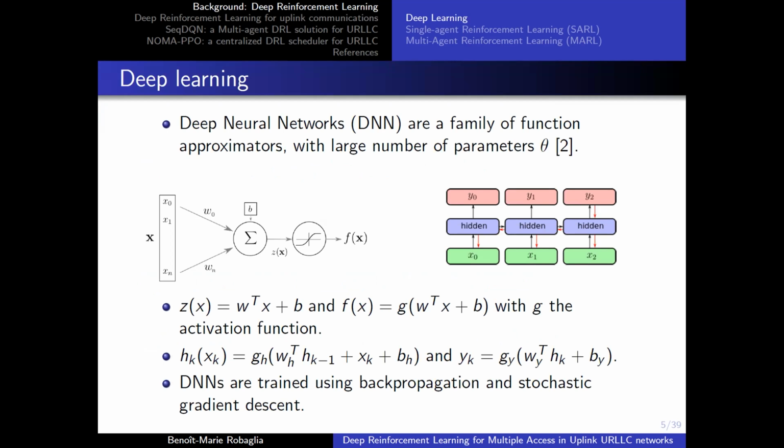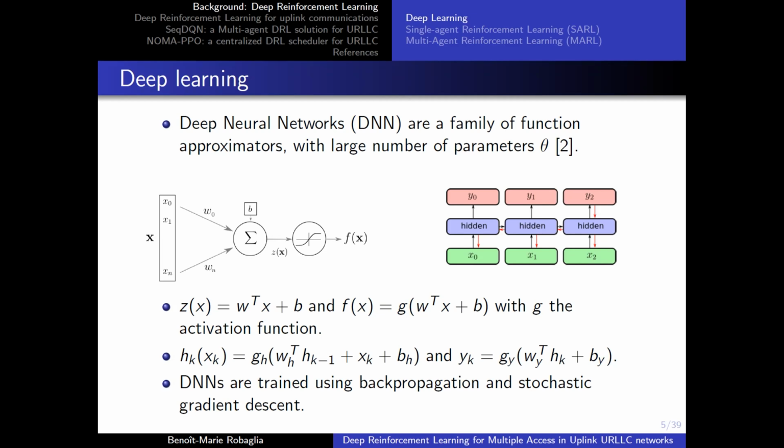So why do we say deep reinforcement learning compared to reinforcement learning? It is because we use deep neural networks. Deep neural networks are a family of function approximators with a large number of parameters that we usually denote theta. There are many kinds of architectures that we can use depending on the type of data that we are studying. On the left, I showed you a linear layer, also called a feed-forward layer, and on the right, a recurrent layer. The linear one is the simplest one, which is just a linear combination of the input and the weights that goes through an activation function, which is usually a ReLU, sigmoid, or any kind of non-linearity that you want to add to your model.